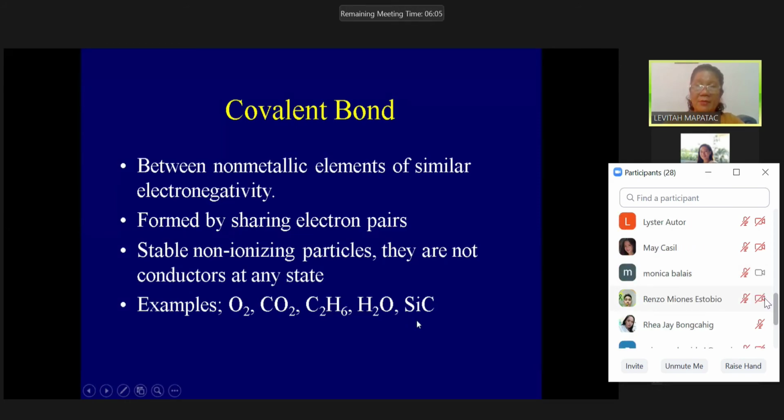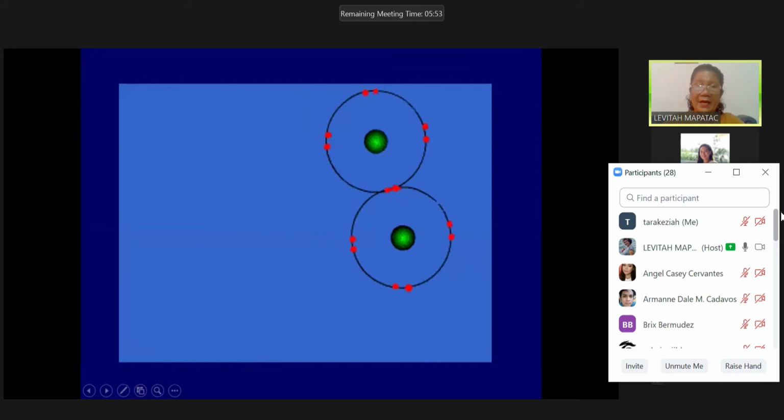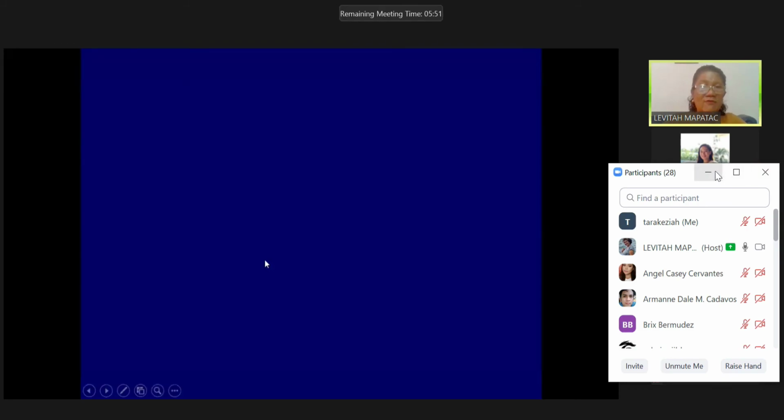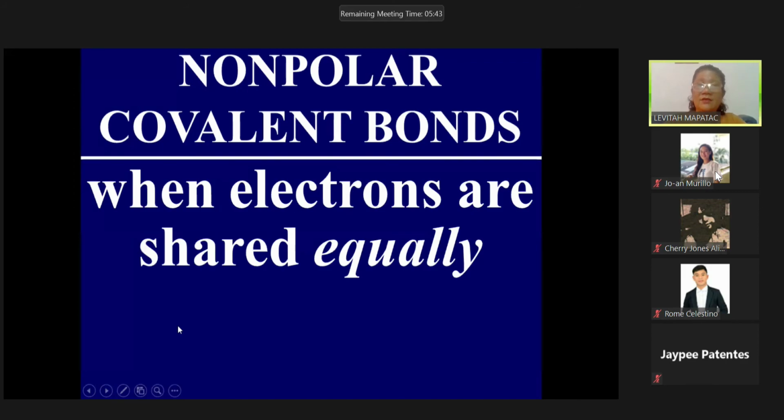Okay. So, for instance, what's this? Sharing. This is a covalent bond. It shares; it's not the transfer from before. No? So, they will share an electron. That's covalent bond. So, bonds in all polyatomic ions and diatomic ions are all covalent bonds. No? So, there are 2 types of covalent bonds. Electrons are shared. Non-polar covalent bond when it is shared equally.